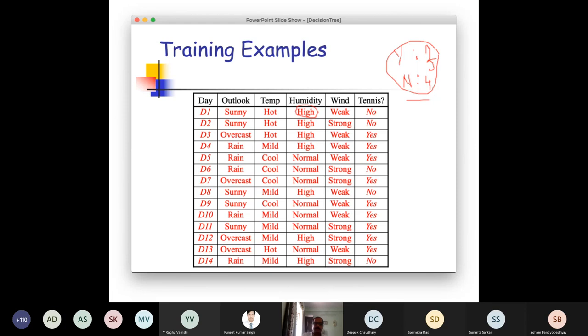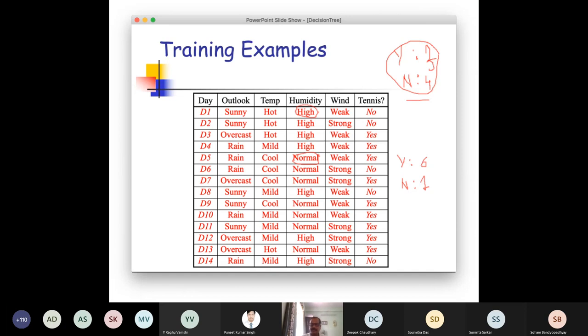Similarly, when the humidity is normal, what is the class distribution? How many yes and how many no? Sir, yes is 6 and no is 1. Yes is 6. You see that, which means entropy would be very low, because you have more ordered data. You are having an almost uniform node itself. So here also the entropy would be minus 6 by 7 log 6 by 7 minus 1 by 7 log of 1 by 7. So these are the two entropies.